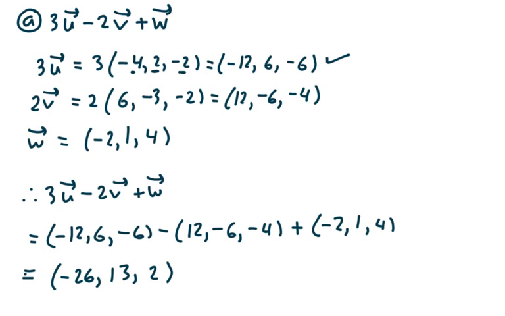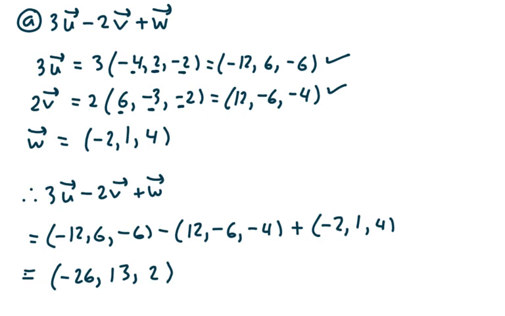2V is 2 times the vector 6, negative 3, negative 2. And then notice when you multiply 2 times the vector 6, negative 3, negative 2, I'm going to take every component and essentially double it to arrive at the vector 12, negative 6, negative 4. And if we recall, W is the vector negative 2, 1, 4. So all we have to do now is put it together.